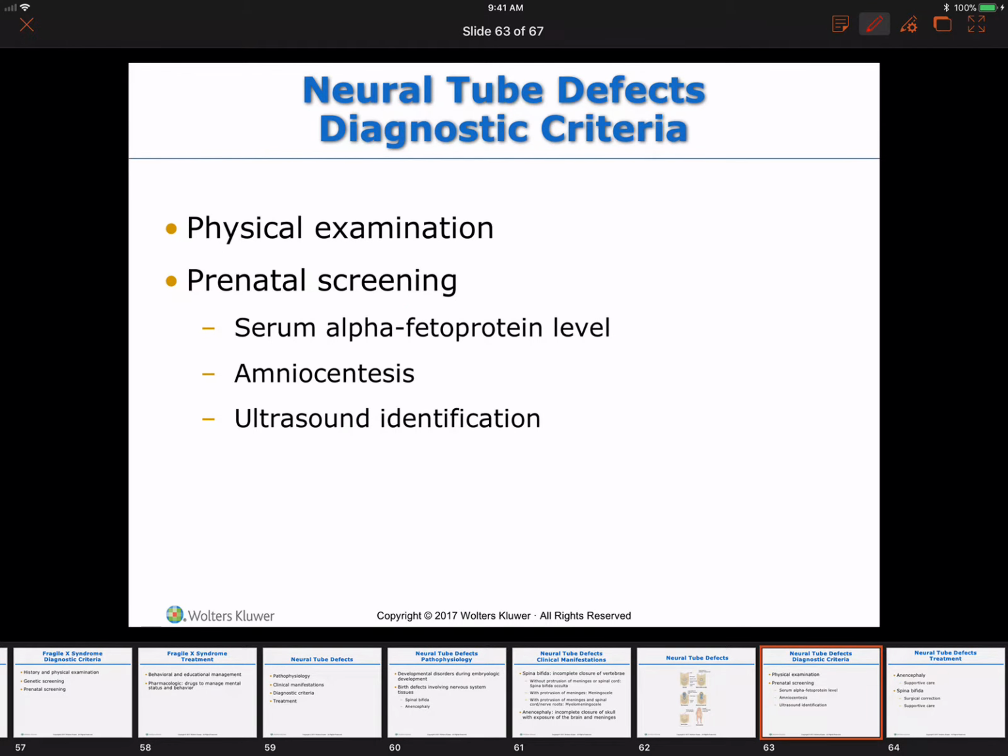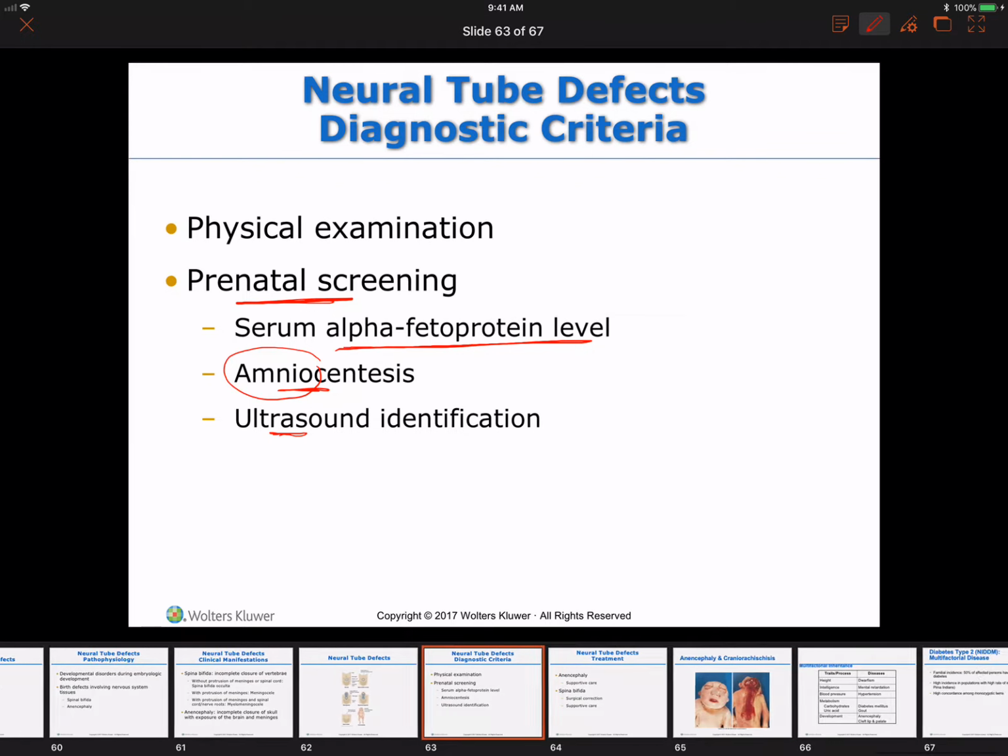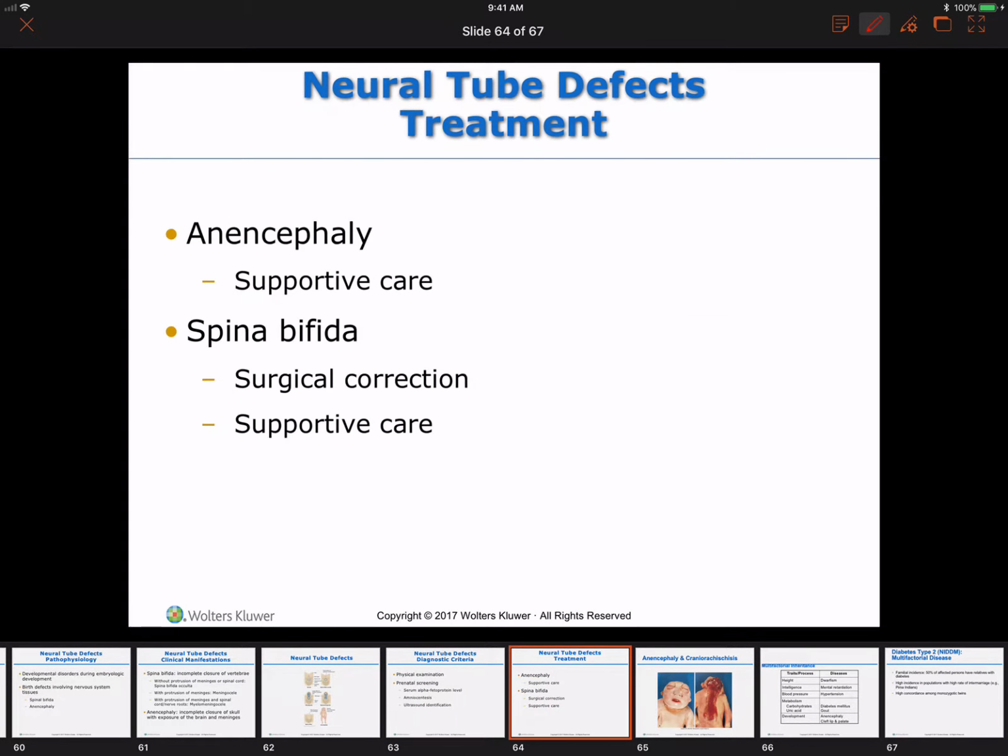In order to diagnose those, prenatal screening is crucial, either done through ultrasound exam or through amniocentesis, that's when amniotic fluid is taken by a needle and then investigated, usually for markers that could suggest an anomaly, things like alpha-fetoprotein. That's a marker that we rely on for diagnosing a lot of these developmental disorders. How is it treated? Well, it requires supportive care. It may require some surgical correction in the case of spina bifida.